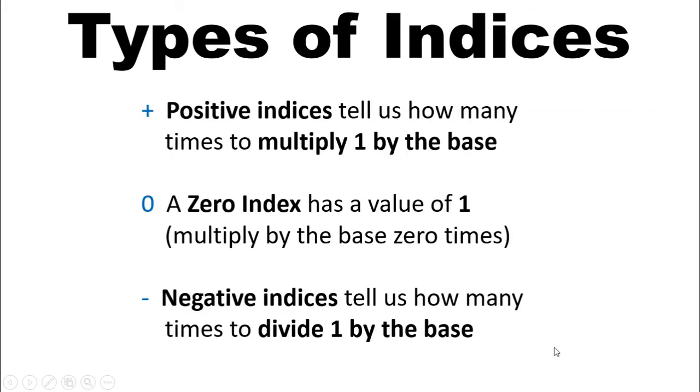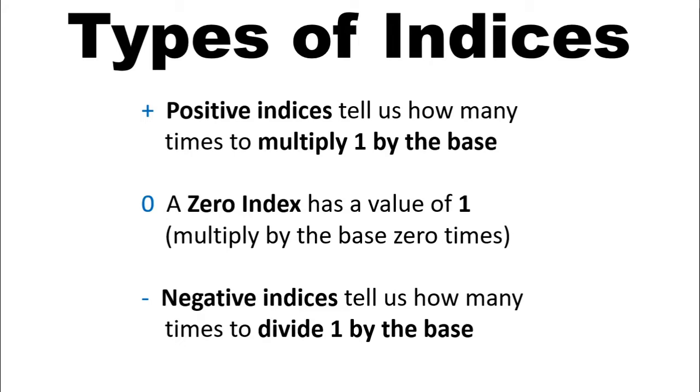Right, you're going to need to write these down if you haven't already. The different types of indices that we know. Positive indices tell us how many times to multiply 1 by the base. The 0 index has a value of 1 because we're not multiplying by the base at all. And negative indices tell us how many times to divide 1 by the base. Or more easily, just remember, write a fraction with a 1 on the top and the index term on the bottom, but make that index positive.